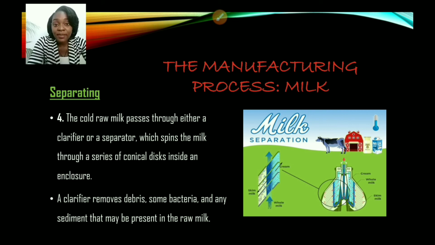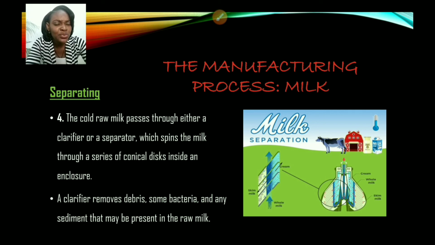So the next step is separating. The cold raw milk passes through either a clarifier or a separator, which spins the milk through a series of conical discs inside an enclosure. A clarifier removes debris, some bacteria, and any sediment that may be present in the raw milk.